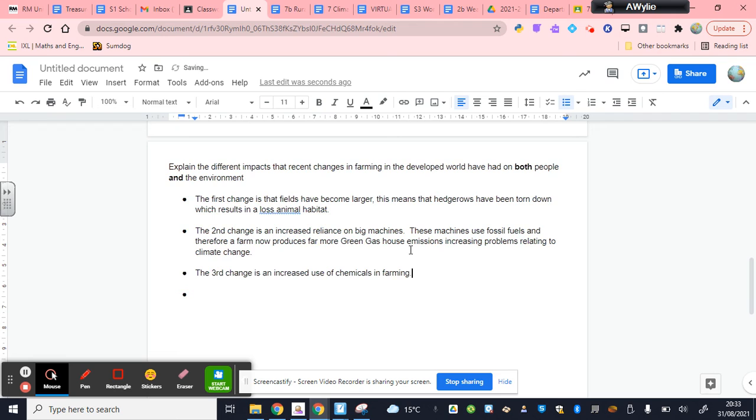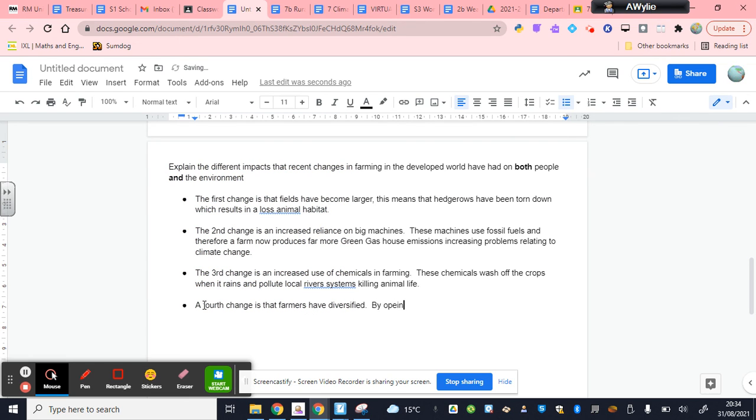Next, the increased use of chemicals in farming. These chemicals wash off the crops when it rains and pollute local river systems, killing animal life. So there's another impact. What we've got to do is a fourth change. A fourth change is that farmers have diversified. That's where they move into other businesses.